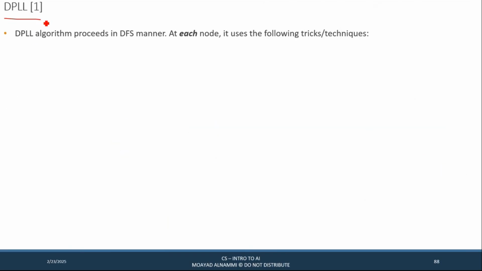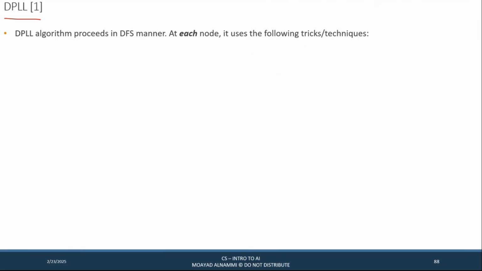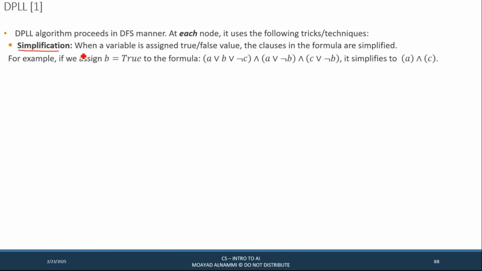What about DPLL? Well, DPLL does the same thing. It does kind of like a tree DFS search, but at each node in the search tree, it does some clever tricks. Here are 3 of the clever tricks. At each node, it uses the following tricks. Here's the first one, simplification.